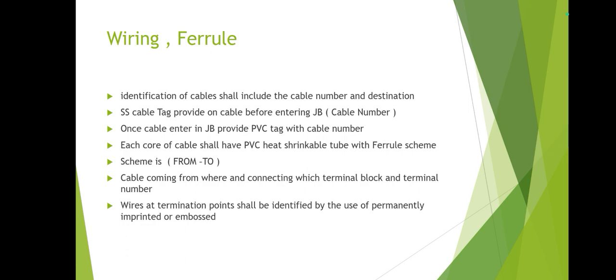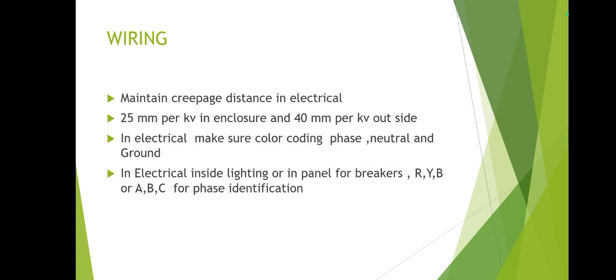Wires at termination point shall be identified by the use of permanently imprinted or embossed ferrules. Again, maintain creepage distance in electrical, like 25 mm per kV inside the junction box enclosures and 40 mm per kV outside. In electrical, make sure of the color coding for phase, neutral or ground. This is a very common question. You have to make sure of the phase coloring and grounding color. And in electrical for lighting or inside the breaker, there is no need for a ferrule scheme. If we connect the wire inside the lighting box or only for a breaker, then we can follow the scheme ABC or red, yellow, blue, just by the identification of color codes of that phase.